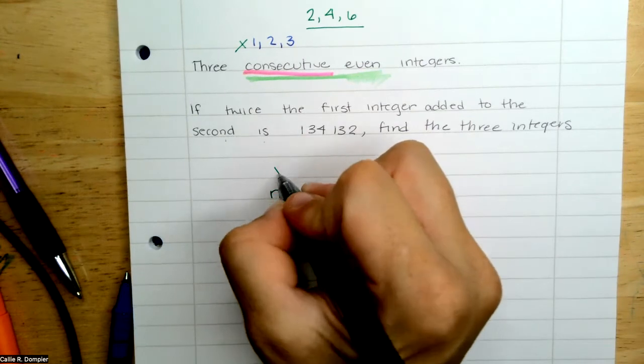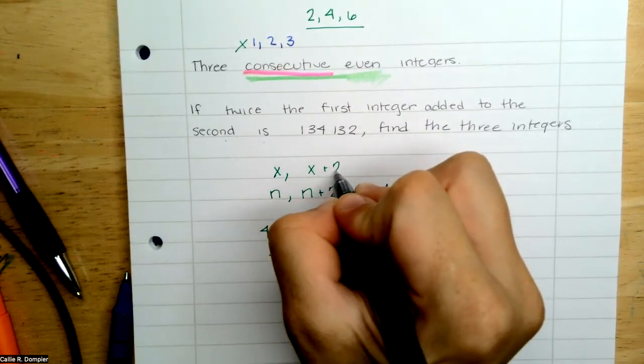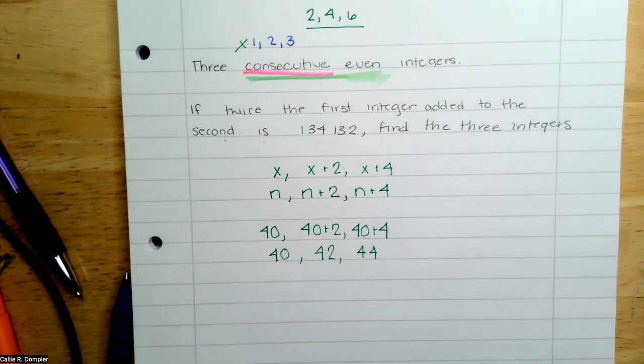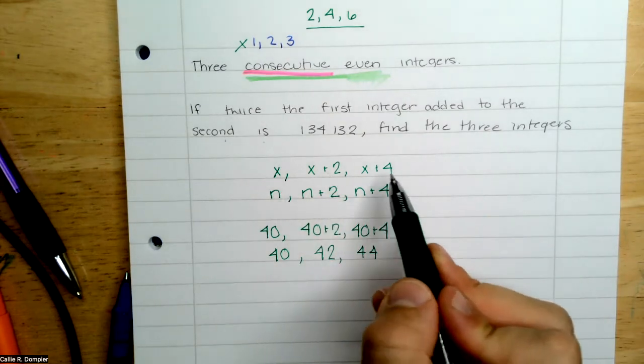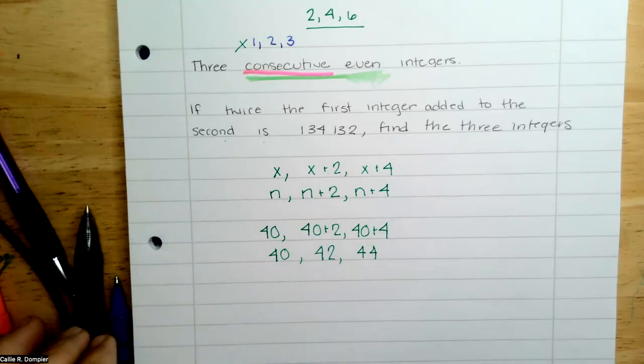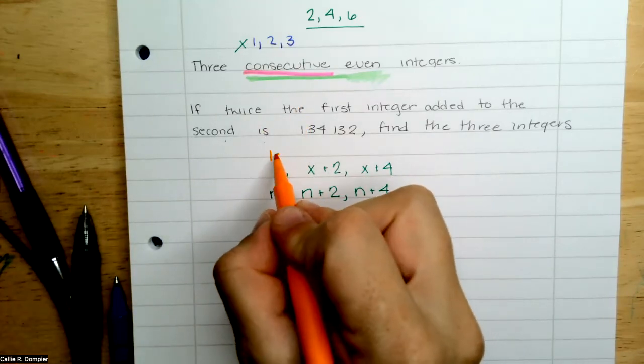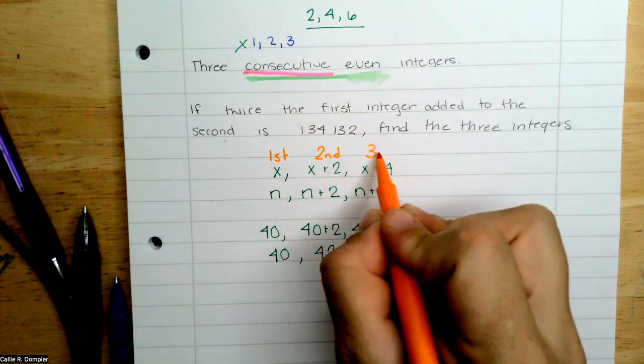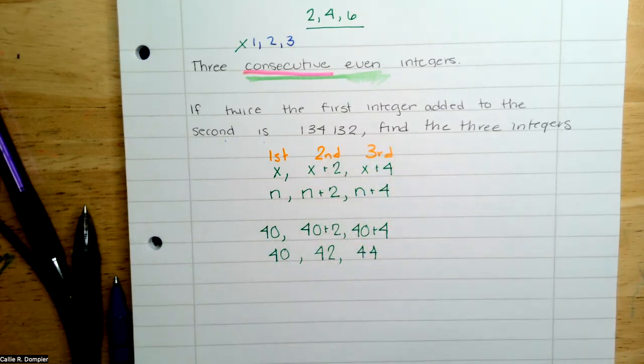It could also be x. x plus 2, x plus 4. Good? Okay. So we have x plus 2, and we have x plus 4. So this is my first integer. This is my second integer. This is my third integer.